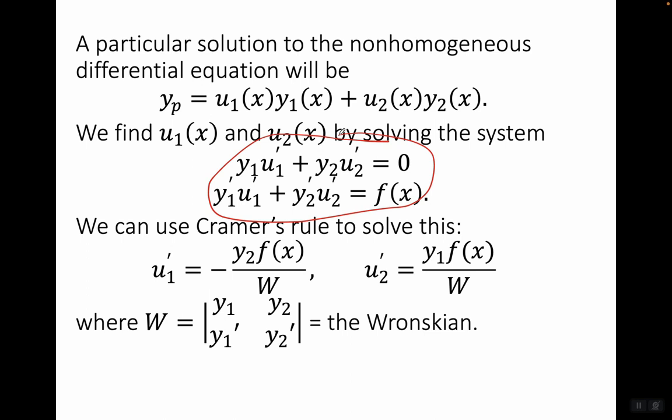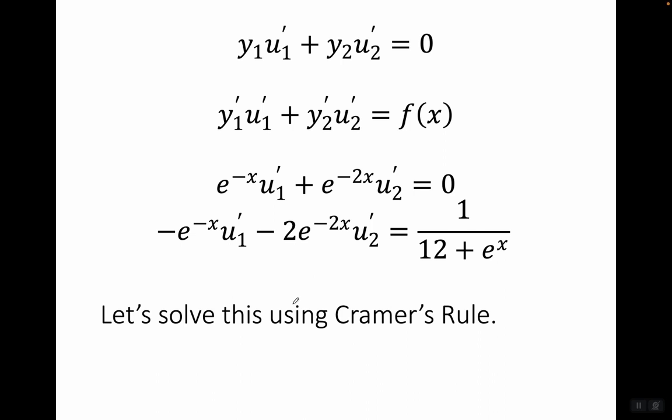We can use Cramer's rule to solve this. This is how u1 prime will work out. This is how u2 prime will work out, and w is, what we said earlier, the Wronskian. Okay, so we have this system of equations.